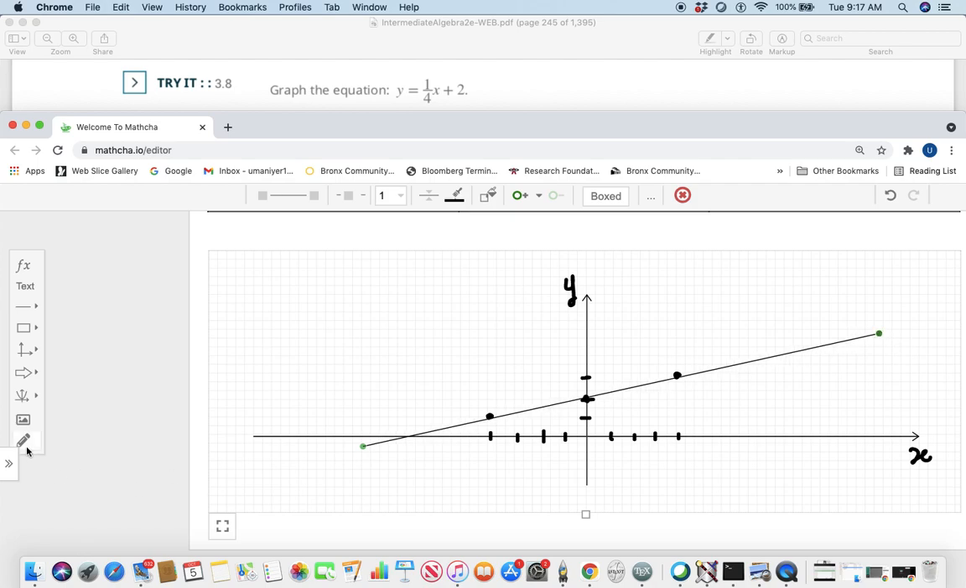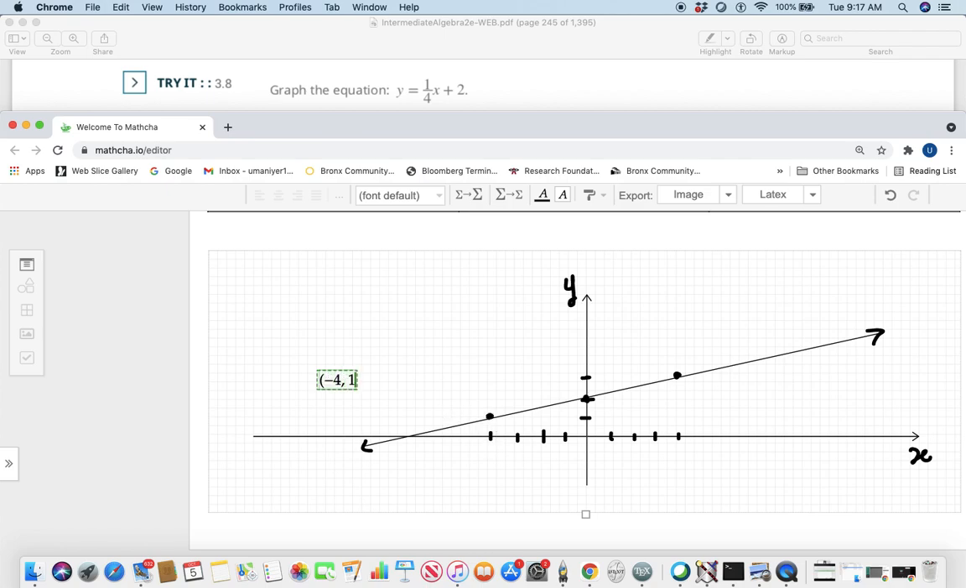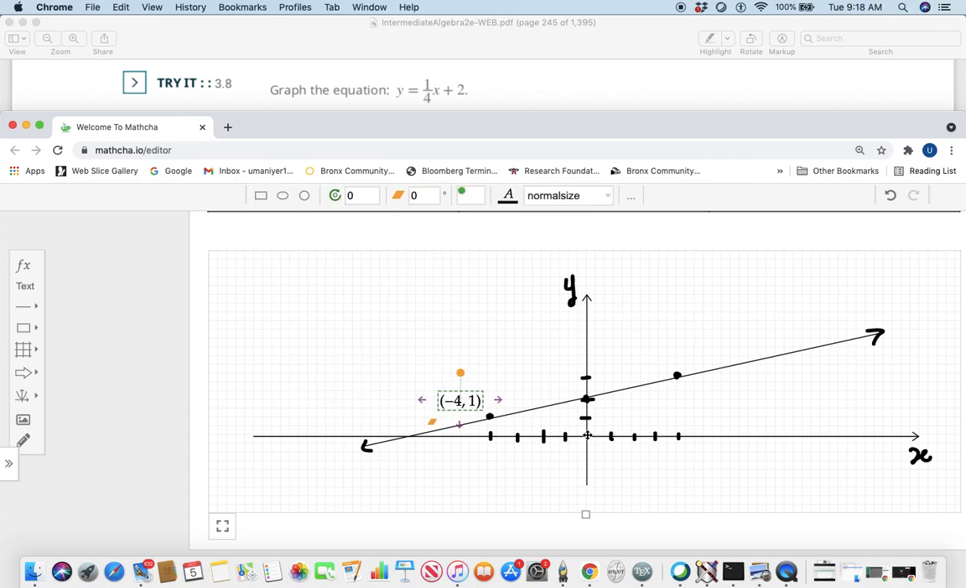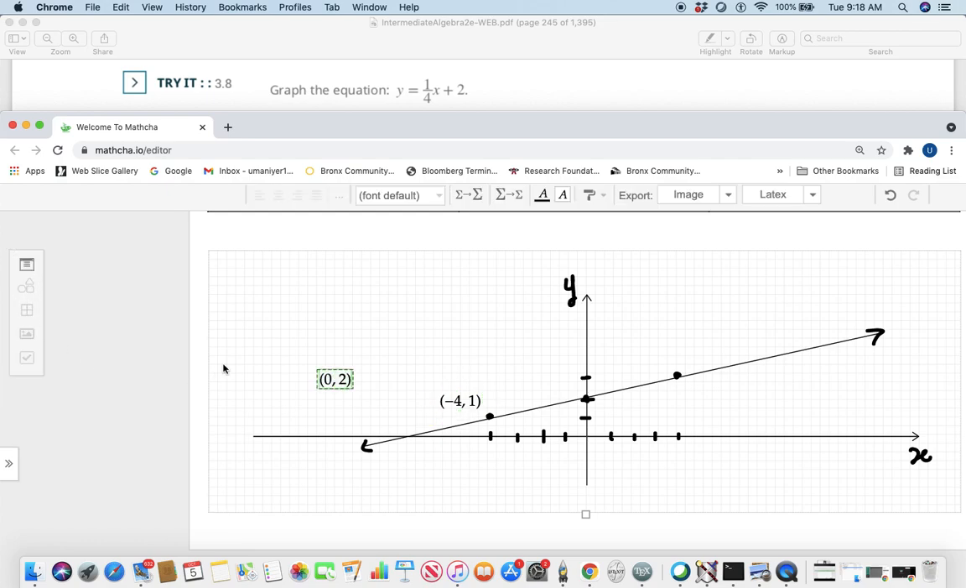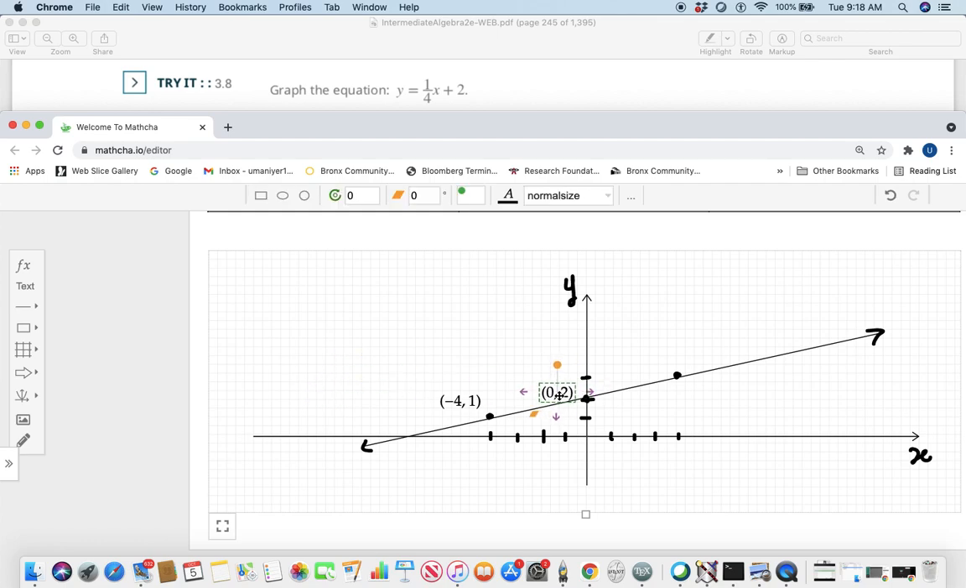Okay. And let's name the points. This one is x coordinate -4, y coordinate 1. This one is x coordinate 0, y coordinate 2. And this one is x coordinate is 4, y coordinate is 3.